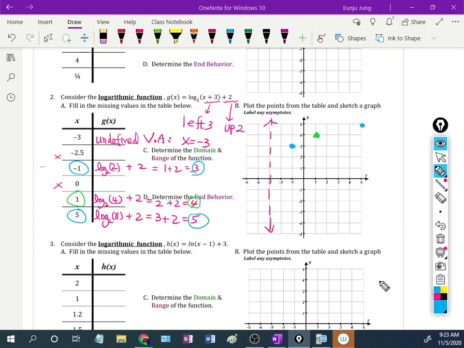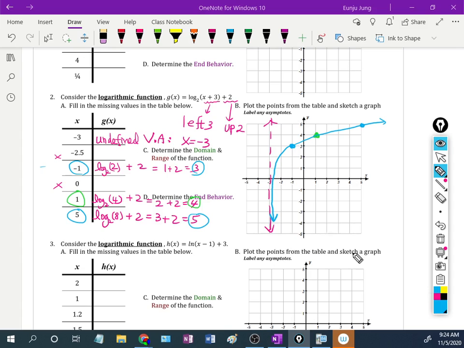I do not know the exact locations of the other points, but I will connect them like this. And then the other end will follow the vertical asymptote. So you can exaggerate like that and draw two ends with arrowheads, okay? So that is the logarithmic function.